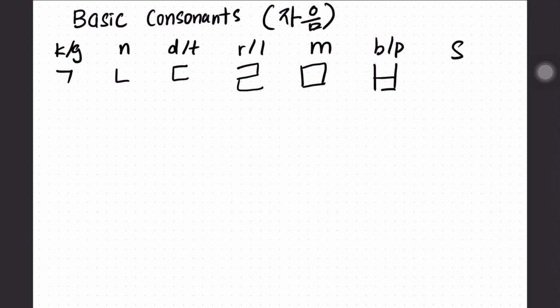Okay, our short. Okay, how to write them? Very simple. 1, 2. 1, 2.